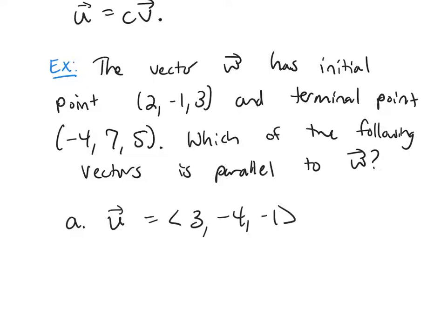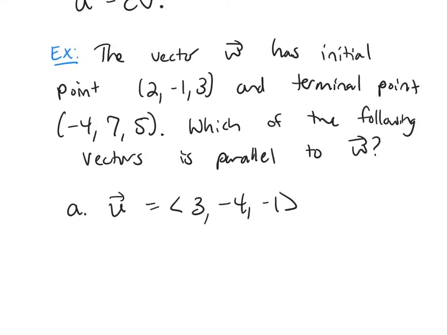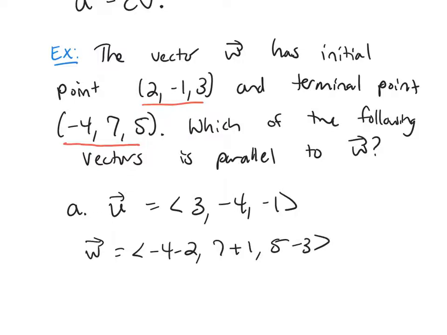Well, we need to write the vector w first in component form. So we're going to take w, look back at w, here's my terminal point, here's my initial point, and then you're going to subtract them to get w. So -4 minus 2, 7 minus -1, so 7 plus 1, and 5 minus 3, and w is the vector -6, 8, and 2.